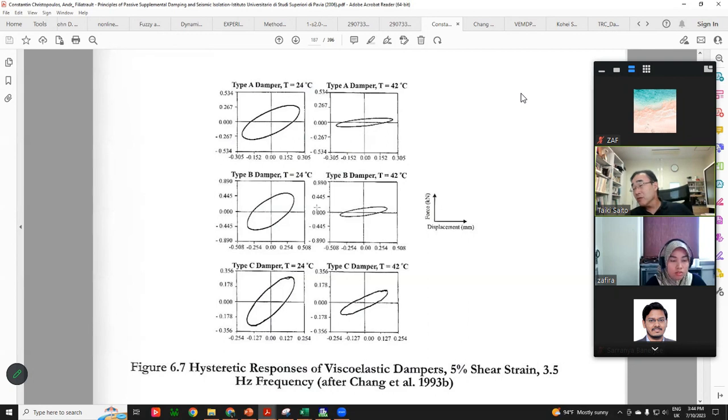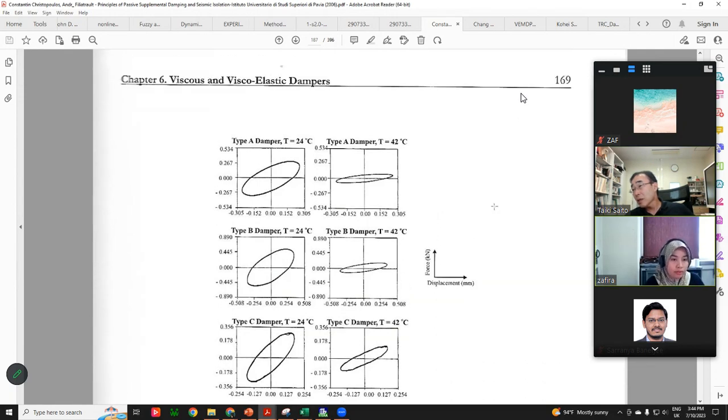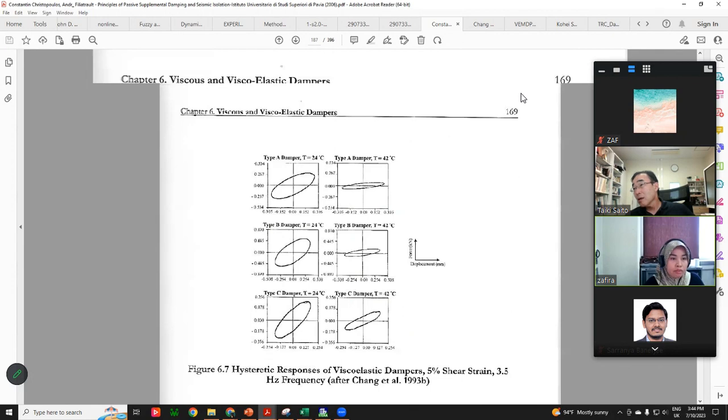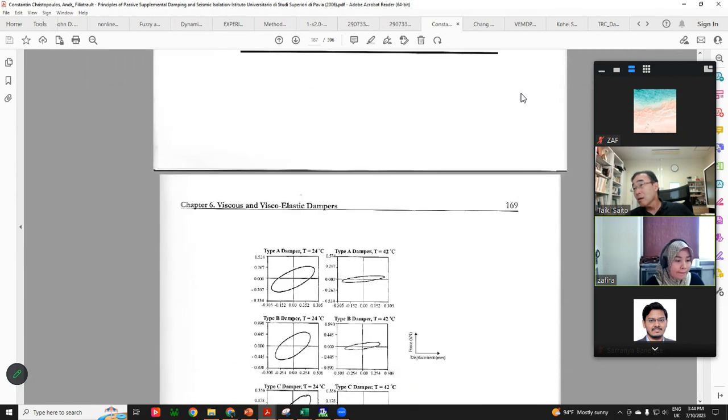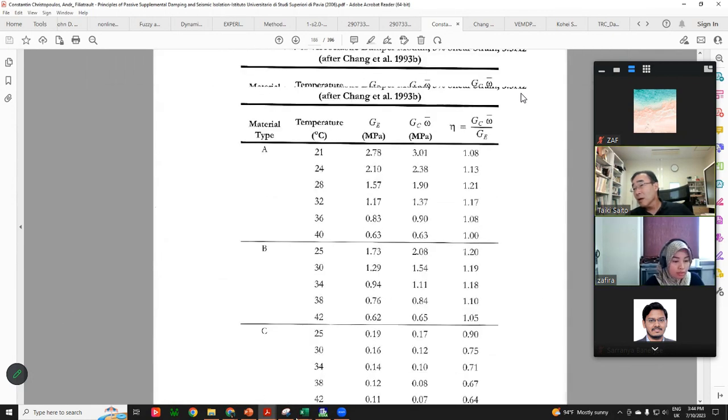Could you find out about the material, the plastic material? Okay, Sensei. What kind of material are they using? Okay, Sensei, could you find it now? No? Okay.